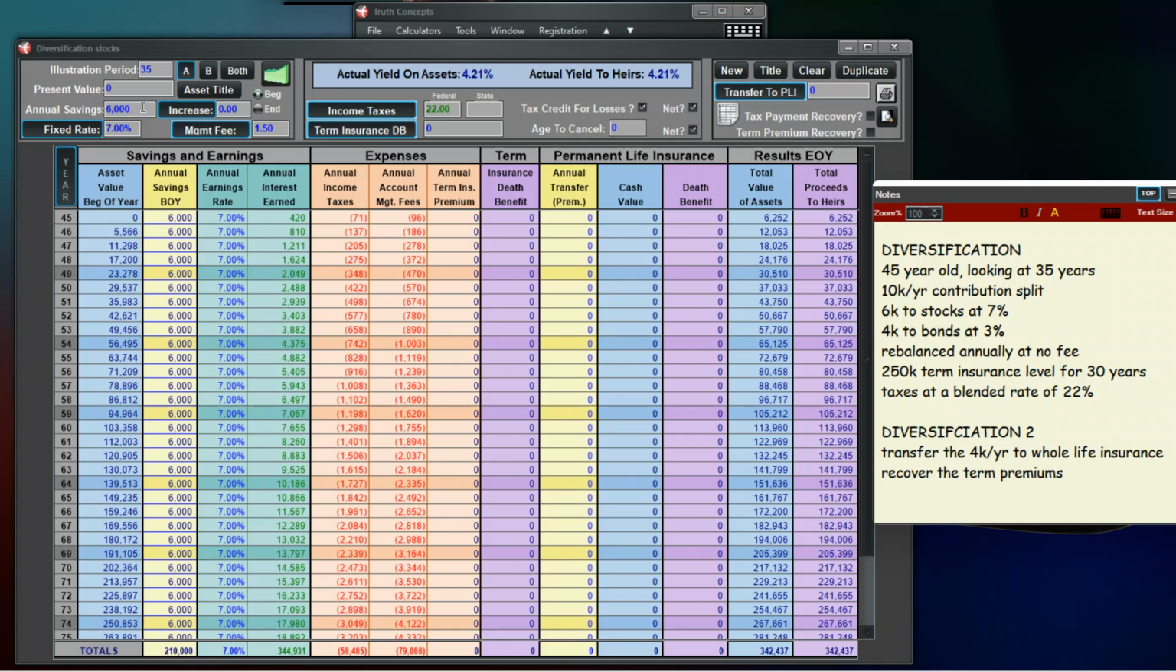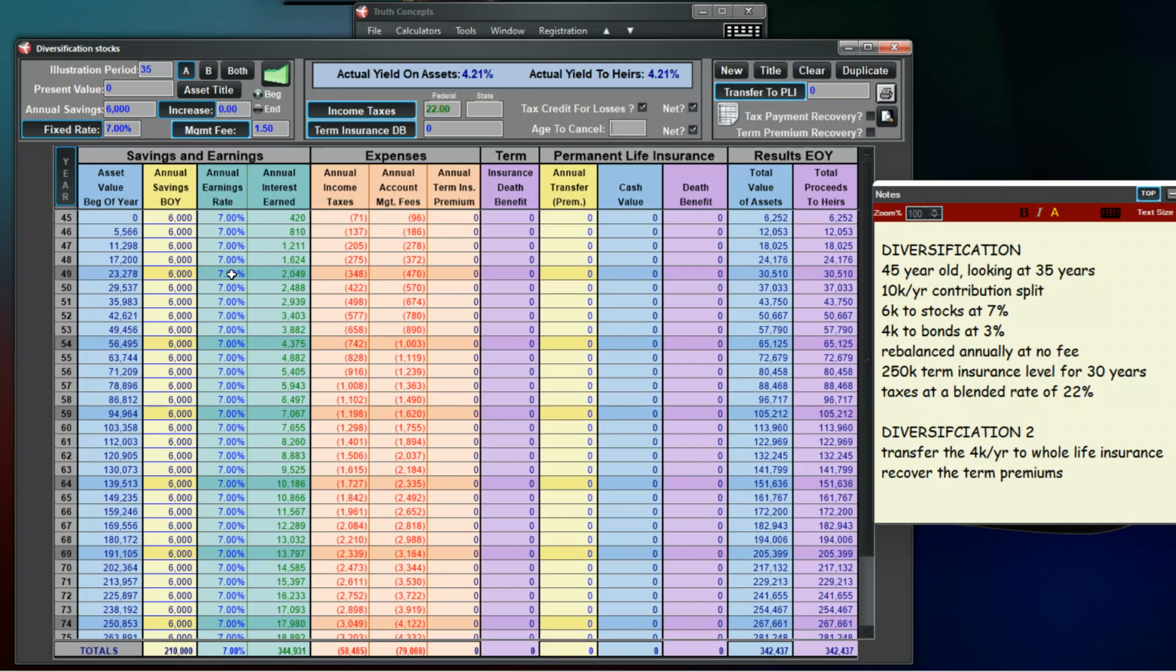Here's our $6,000 of savings, 7% rate of return, 1.5% management fee, a 22%, again, blended income tax rate. And as you can see, the bottom line of this is that we have a yield on assets of 4.21% and a yield to heirs of also 4.21, because the term insurance is actually going to get canceled, as we'll look at here in a little bit. So right now we're just looking at the stock account. This is $6,000, asset A, if you will, diversification with just the stock account. Again, just assuming a 7% flat rate of return.